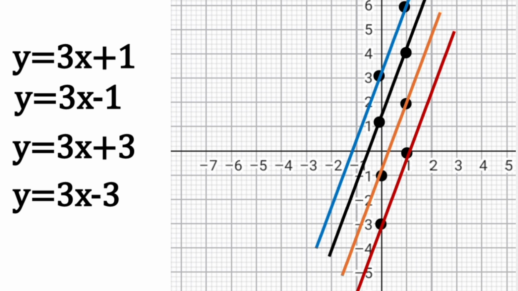And notice what they have in common here. The slope is all 3, and the y-intercepts are different. So for parallel lines, they have the same slope.